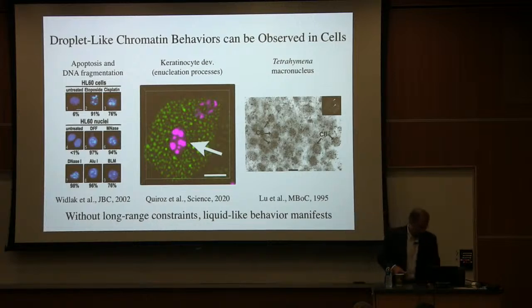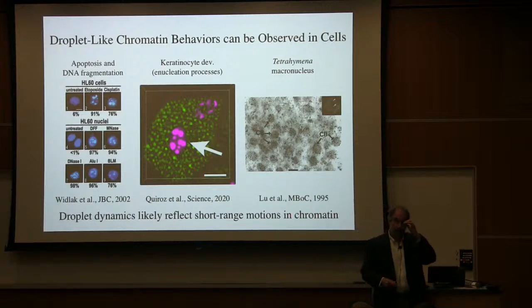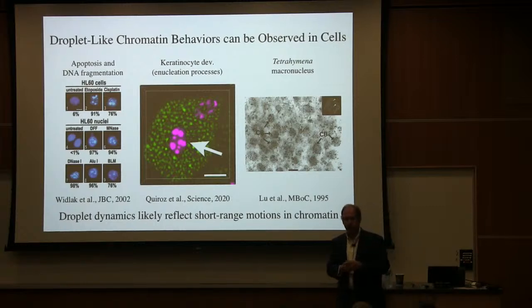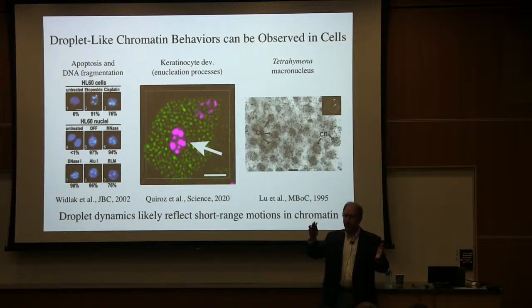And a corollary of that is we think that the dynamics that we are observing in the droplets, and the chemical interactions that we will ultimately figure out that cause these, reflect short-range dynamics in chromatin. Because there's a variety of experimental data, everything from FRAP studies to single molecule imaging, single nucleosome imaging, that show that chromatin is quite dynamic on short length scales, less than, let's say, 100 nanometers. But if you look on longer length scales, it is absolutely not dynamic.